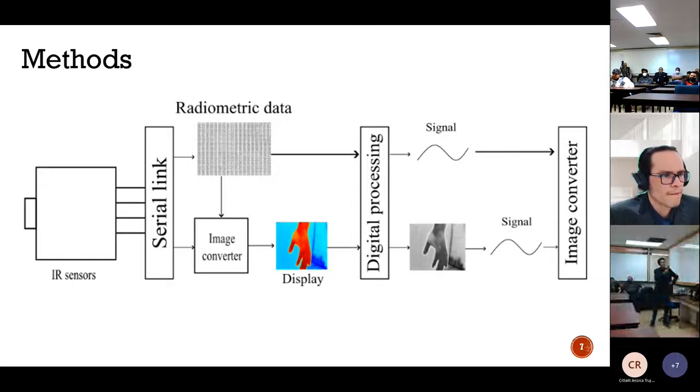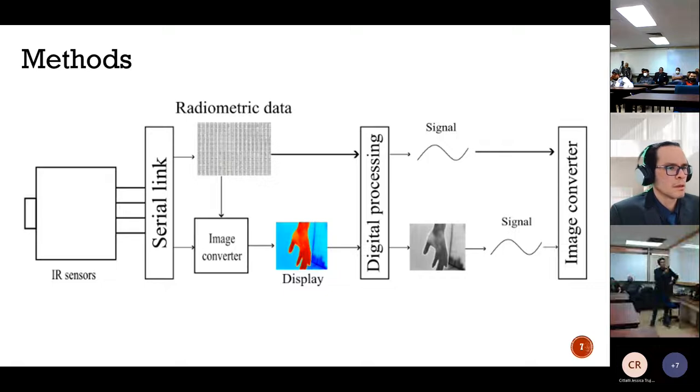I consider this the core of our research, because for the thermal sensors, through the serial link, we can obtain the radiometric data. With the radiometric data and the unit of the image converter, we can display the measurements of the sensor and retrieve them as an image. Then this image is usually transformed into the gray domain to perform digital image processing, which is treated as a signal, and then finally reconstructed again as an image.